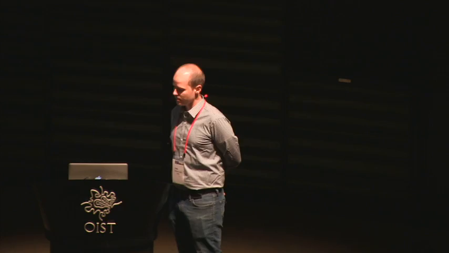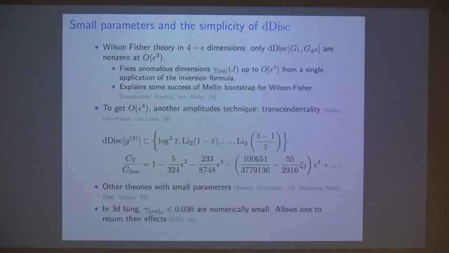So another example of a small parameter making things simple is in the Wilson-Fisher theory. If you look at the double discontinuity of the four-point function, you find that to the first few non-trivial orders, only two operators contribute to the double discontinuity, the unit operator and phi squared. And this means that from a single application of the inversion formula to these two operators, you can determine anomalous dimensions in the theory up to order epsilon cubed.